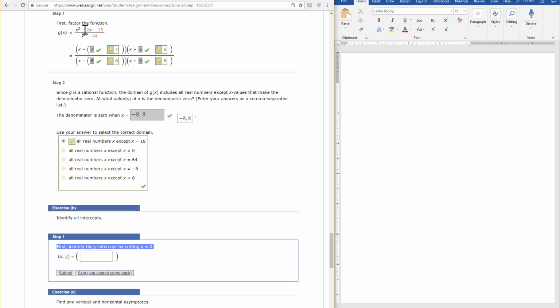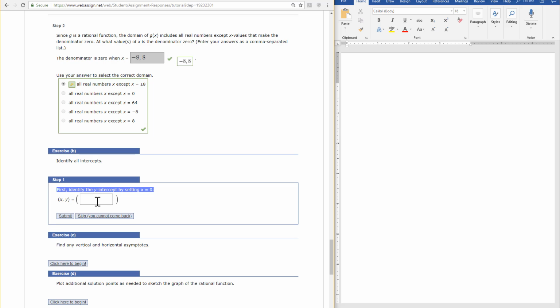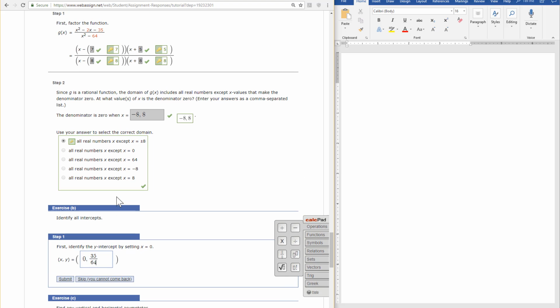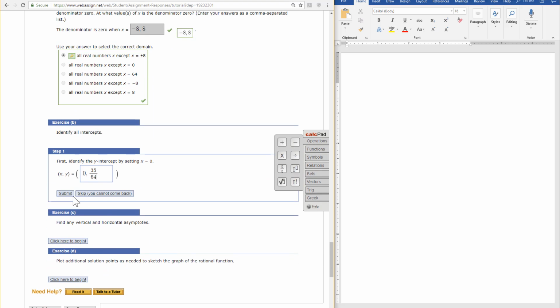0 minus 0 minus 35 in the numerator, and 0 minus 64 in the denominator. So it's just going to be 35 divided by 64, positive. So your x is going to be 0 because they want a point here. It looks like an xy point, and then the y value is your intercept. And so that is 35 divided by 64, after we get rid of the negatives and everything else.